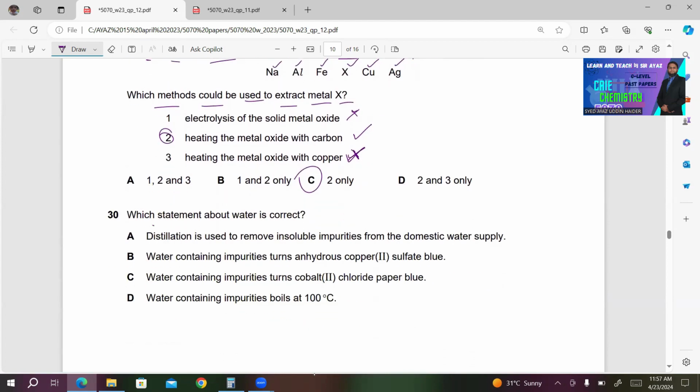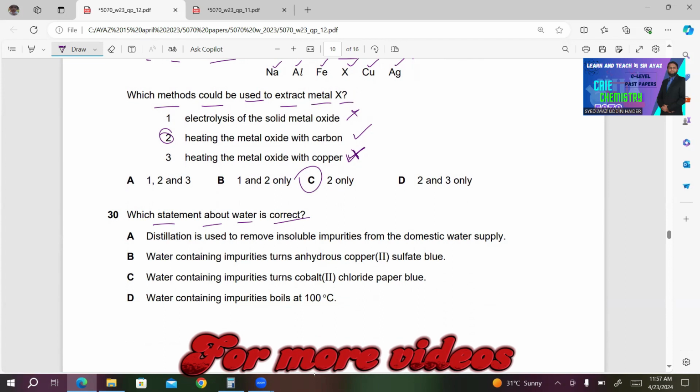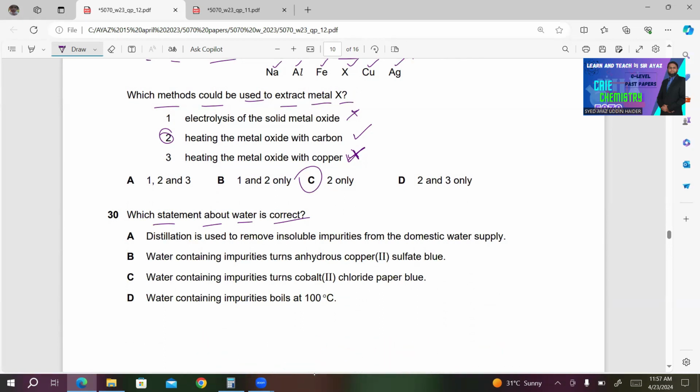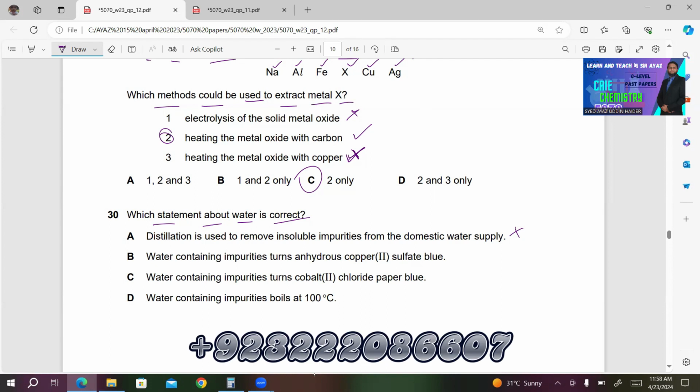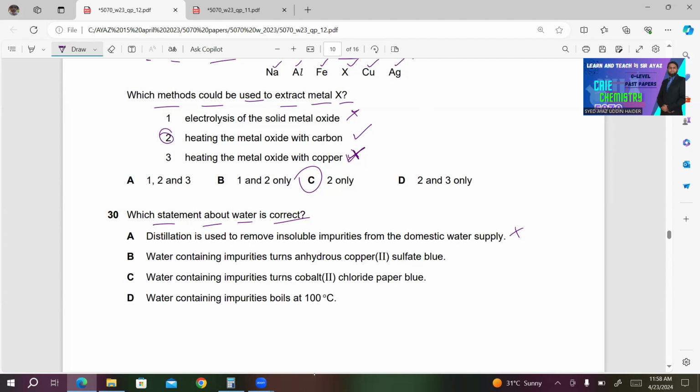30. Which statement about water is correct? A, distillation is used to remove insoluble impurities from the domestic water supply. This is incorrect because we can't use distillation to remove insoluble impurities. We are removing soluble impurities during distillation. B, water containing impurities turns anhydrous copper 2 sulfate blue. Yes, even if water contains impurities, it does change the color of anhydrous copper 2 sulfate to blue. So B looks correct to me.